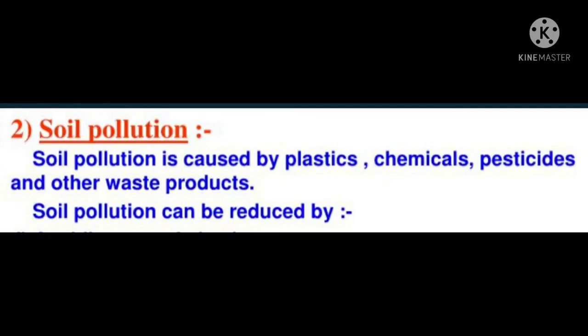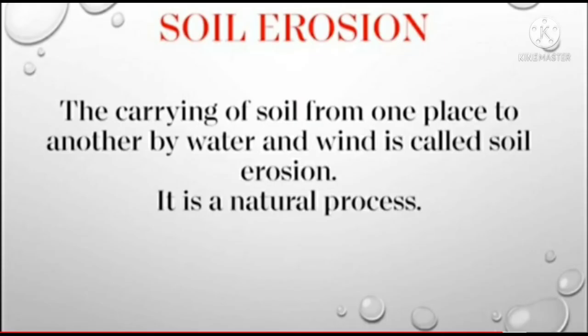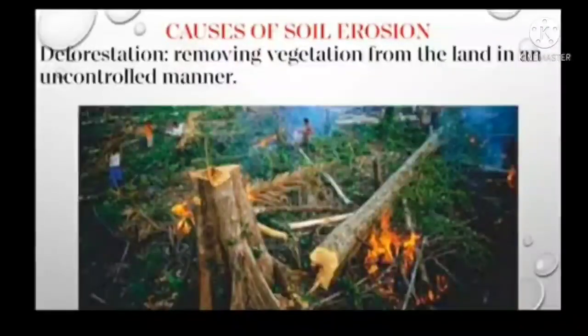Next, we learned about soil pollution and soil erosion. Soil pollution is caused by plastics, chemicals, pesticides, and other waste products. Soil erosion is a natural process. The carrying of soil from one place to another by water and wind is called soil erosion. The main cause of soil erosion is deforestation. Deforestation is the removing of vegetation from the land in an uncontrolled manner.